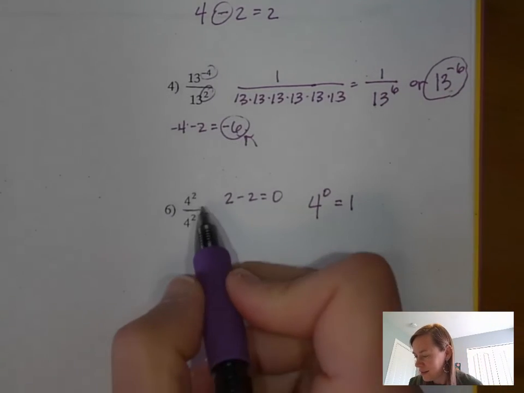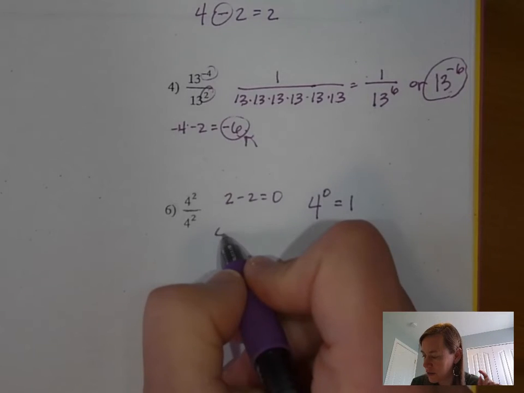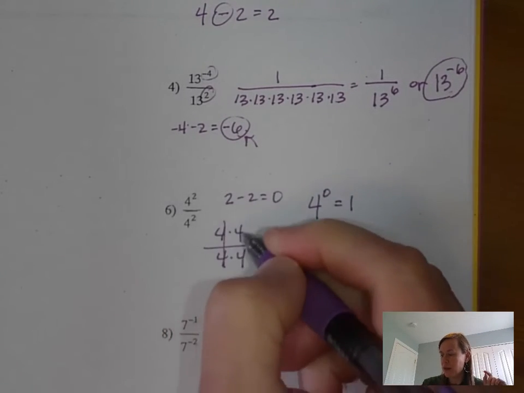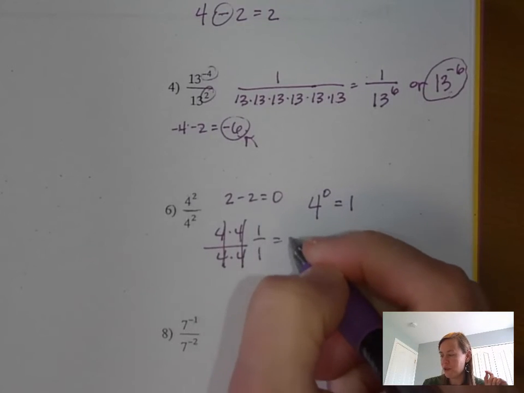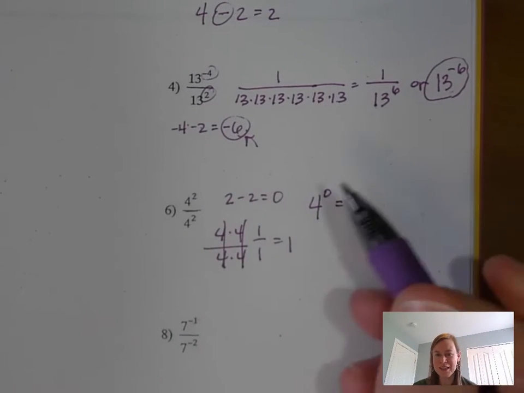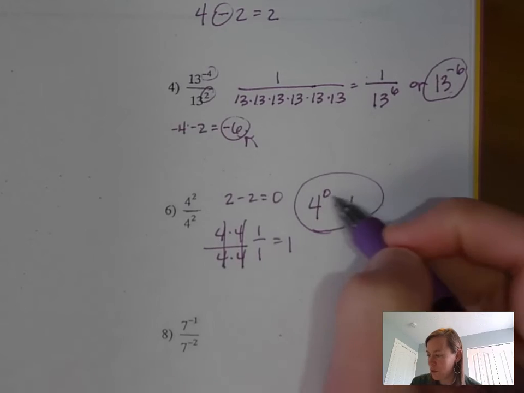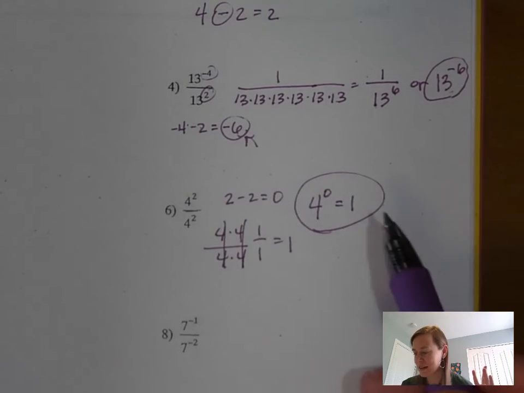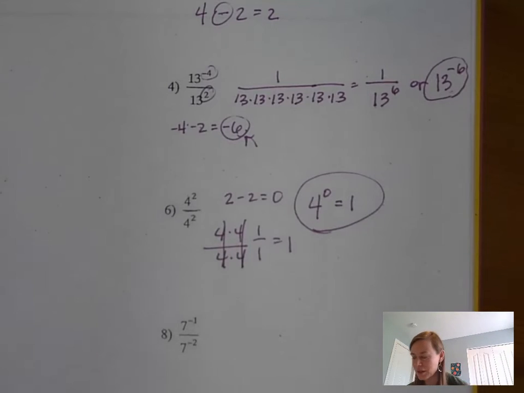Good. Let's just expand it out and make sure that looks right. So 4 squared over 4 squared. These will all cancel. You're left with 1 over 1, which equals 1. Yeah, it totally checks out. So your answer here would be this. You don't have to worry about the positive negative exponent when the exponent is 0. Let's go on to number 8.